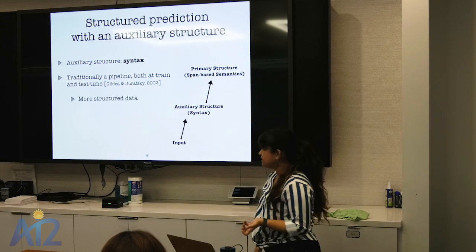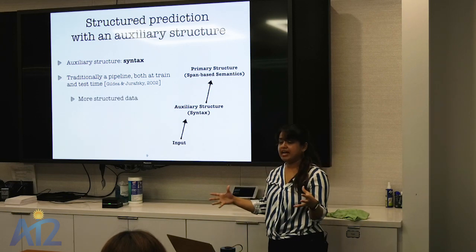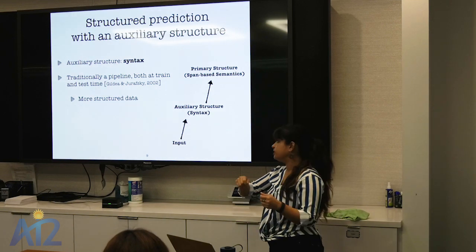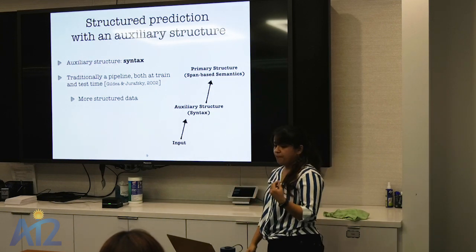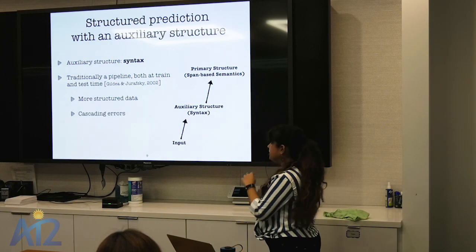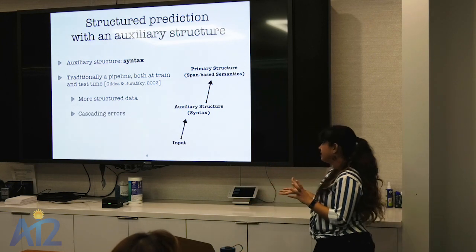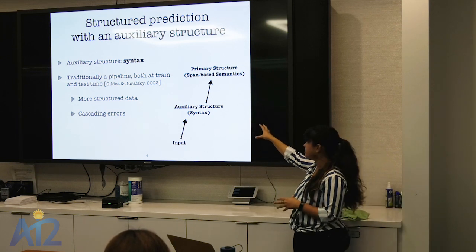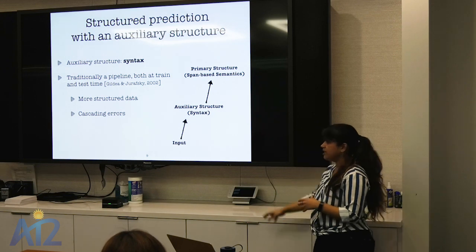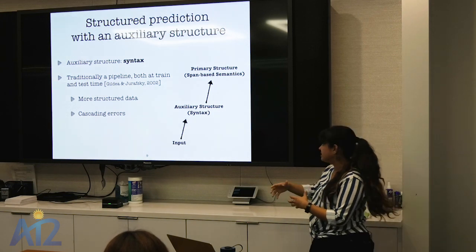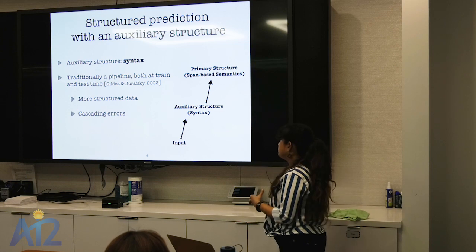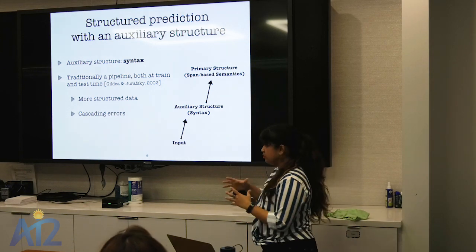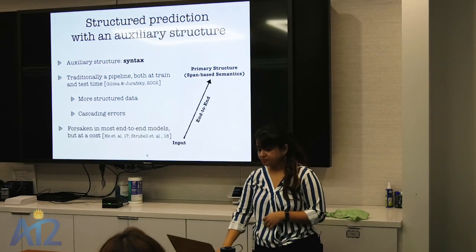Now, one advantage of using this pipeline is that you have access to more structure. You can now use the syntactic tree to get to the semantic arguments. But at the same time, it also introduces this problem of cascading errors. That is, if you make a mistake in prediction of this auxiliary structure, which is syntax for us, there is no way you can overcome that mistake in predicting the primary structure. So there are advantages and disadvantages to using pipelines such as this.